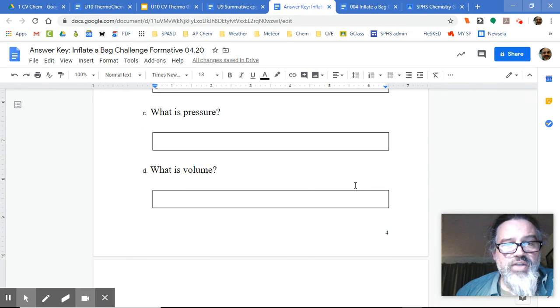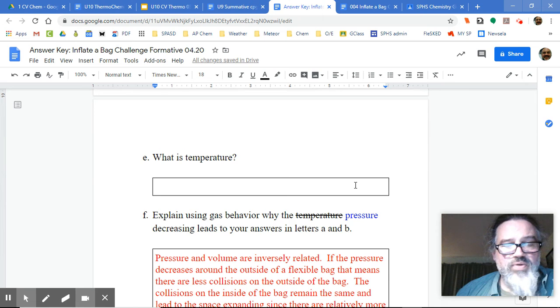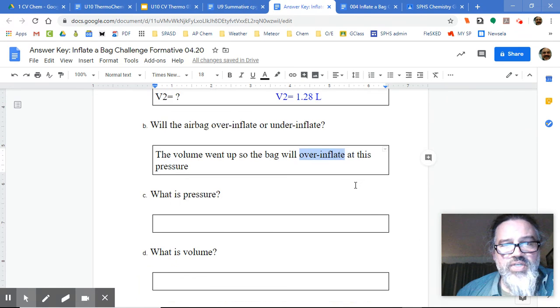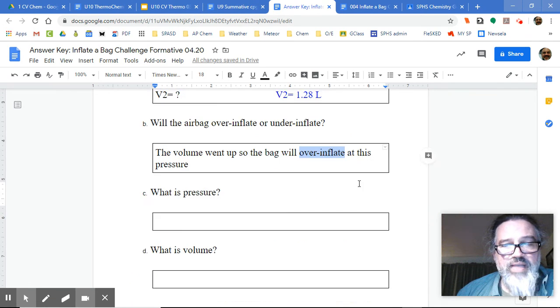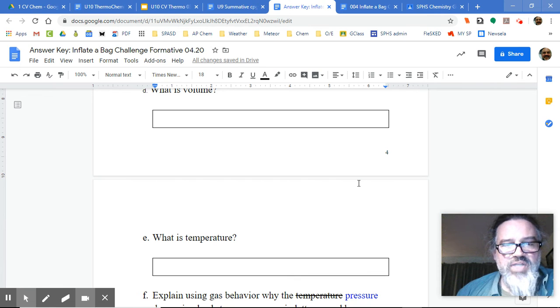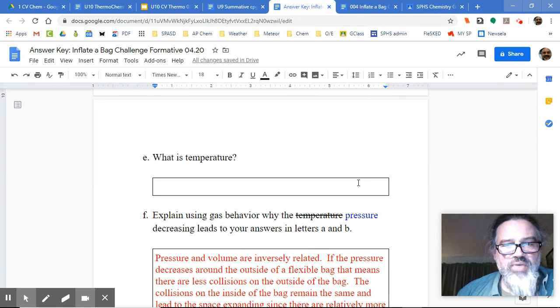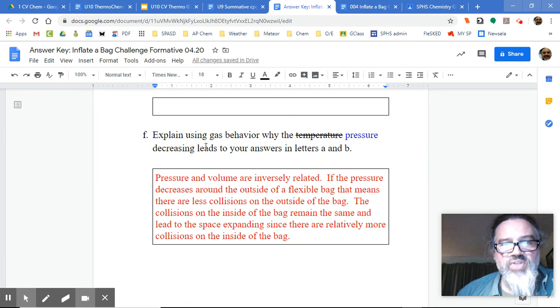Pressure, volume, and temperature, all of those are questions that you need to answer in your own words. I want to emphasize that. I'm not going to talk much about those, but I do want to talk to you about this last question. Explain how using gas behavior, I'm sorry, it said temperature, it should have said pressure, decreasing leads to your answer in B.